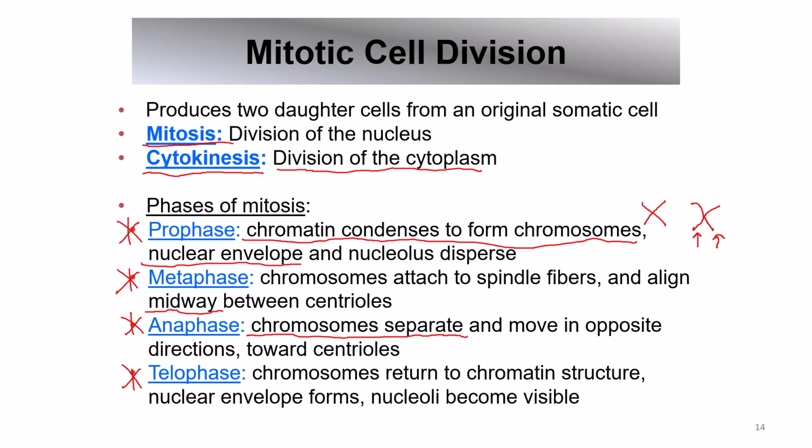that are being pulled. Then in telophase, here we're going to see the cell kind of trying to split up into 2. Here the chromosomes return to the chromatin structure now that they have been separated. A new nuclear envelope is going to form around them, so basically a new nucleus is forming in the 2 developing cells, and the nucleoli also become visible.